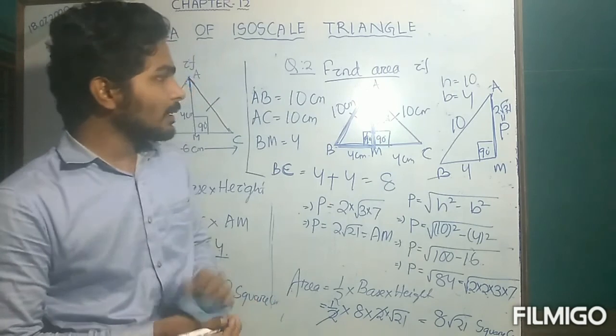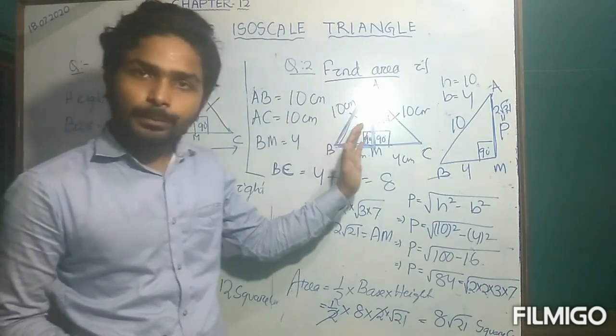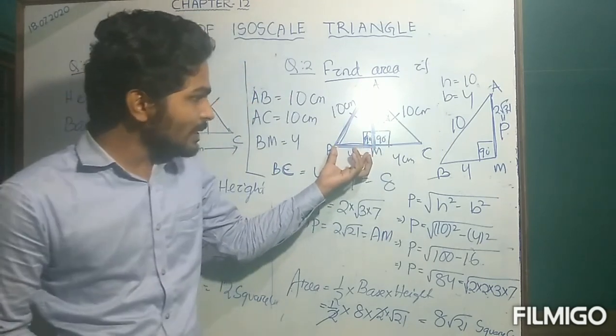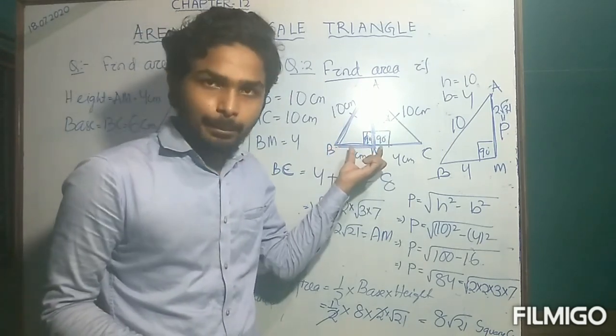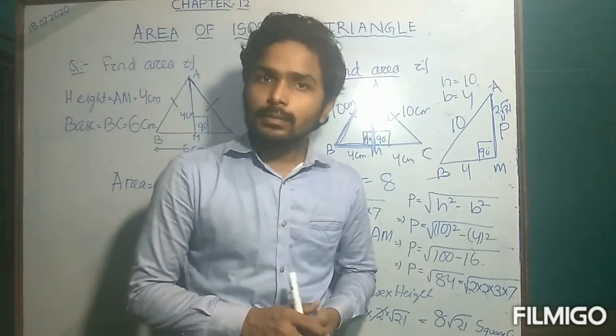So you need to find the height by using Pythagoras theorem. Then you have to find the base by simply doubling the BM. And now use the formula to find the area of the isosceles triangle.